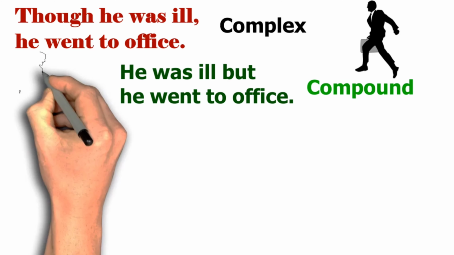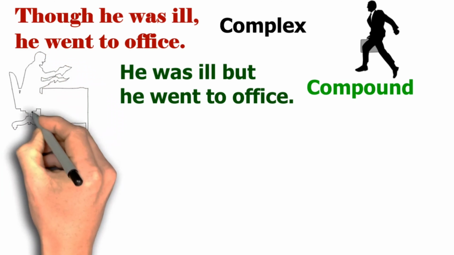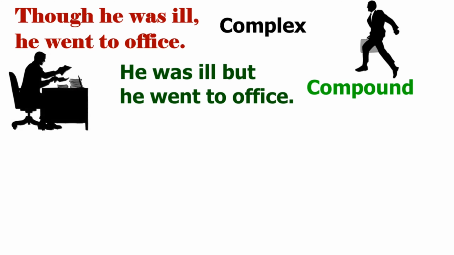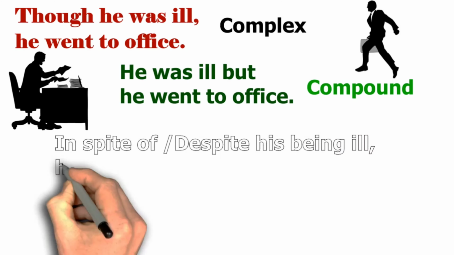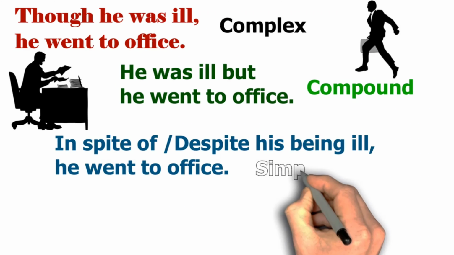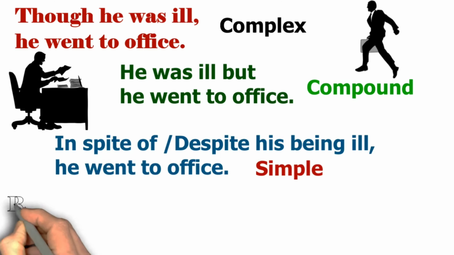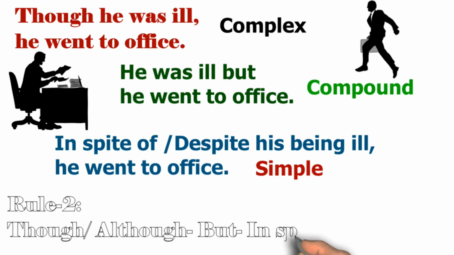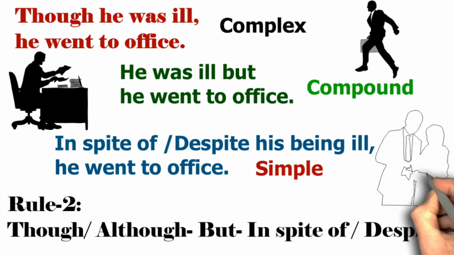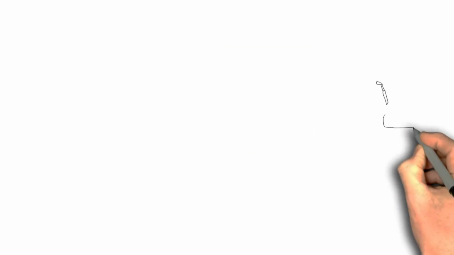So look here, we have just simply changed only the conjunctions. In place of though or although we have used but, and that is a compound sentence. I think it's very easy, and just to make it simple sentence we have to use in spite of or despite in place of though. So here we will have to use possessive form and non-finite verb also. So the rule is here: though, although, but, in spite of, or despite.